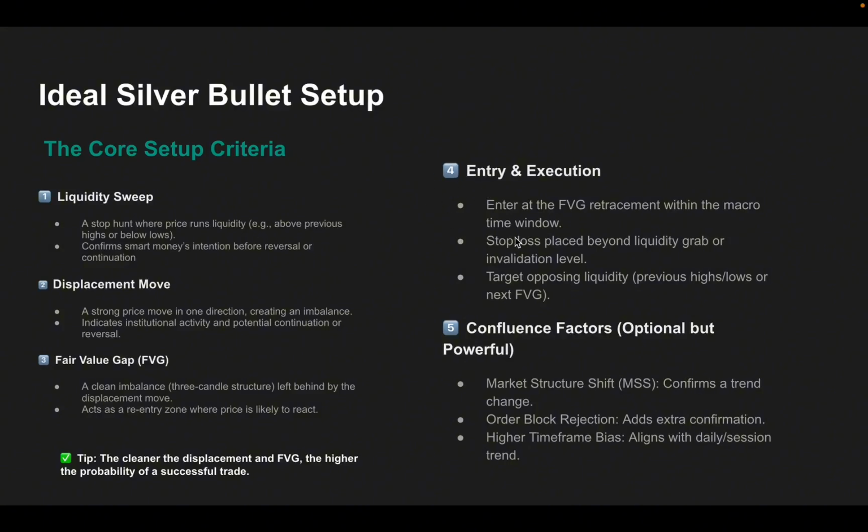So fourth, we've got the entry and execution. So we want to enter inside of the FVG within the macro time window. Obviously, again, make sure it's inside of the macro. Stop loss is to be placed at the swing low or swing high, or above or below a bullish or bearish PD area, which aligns with your trade setup.